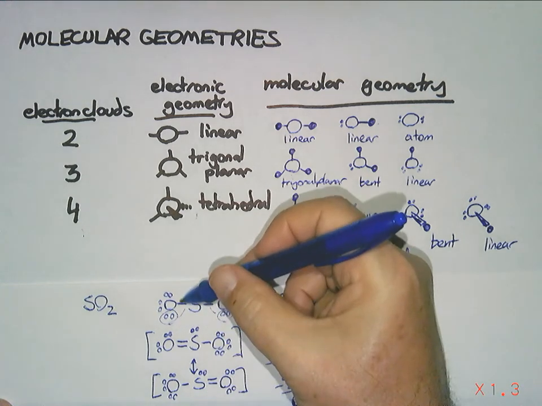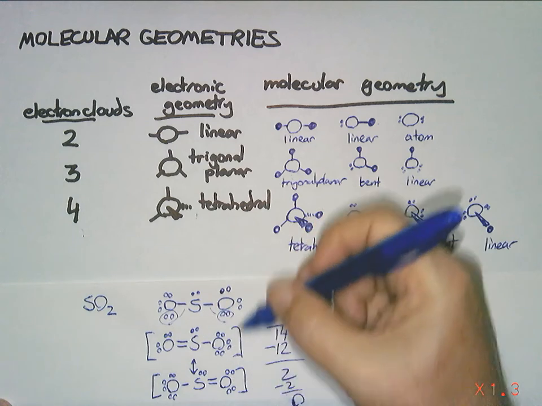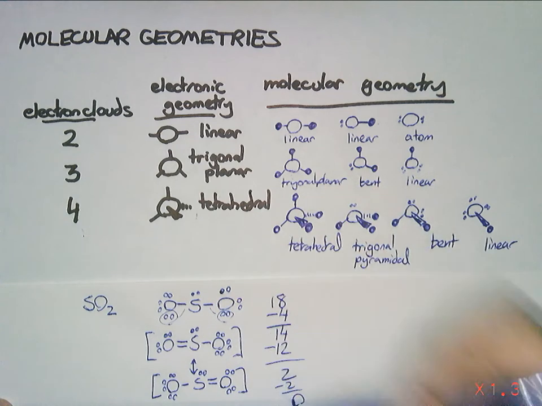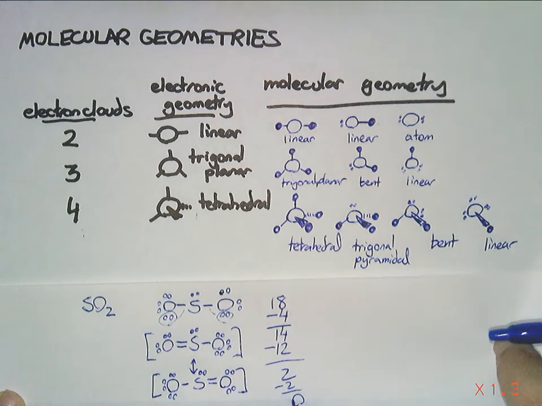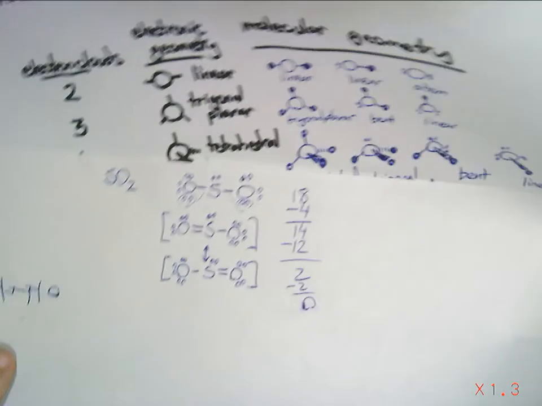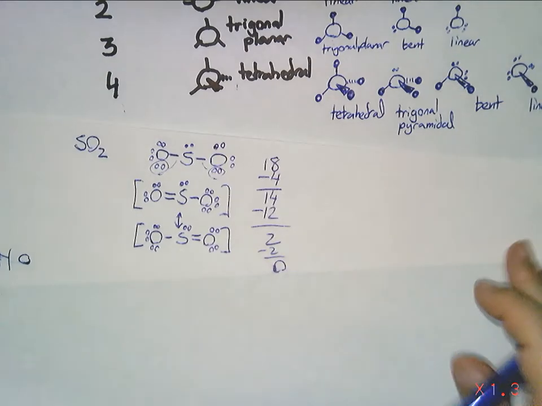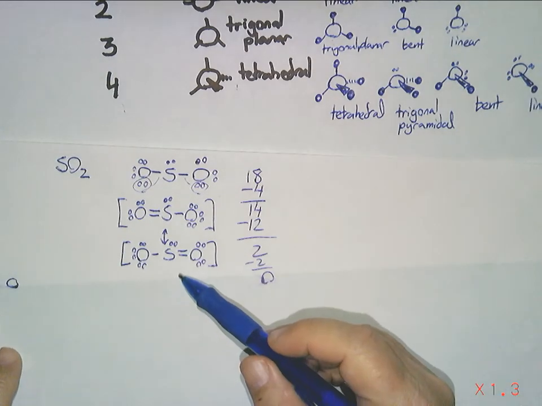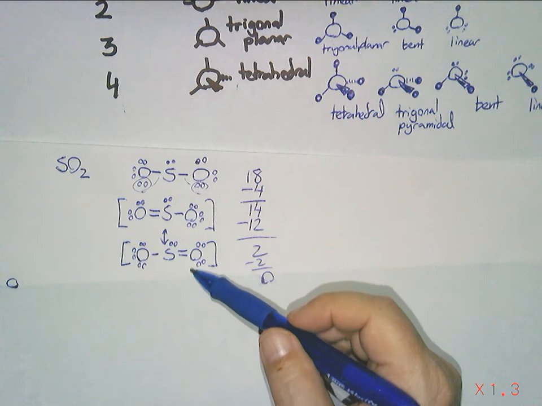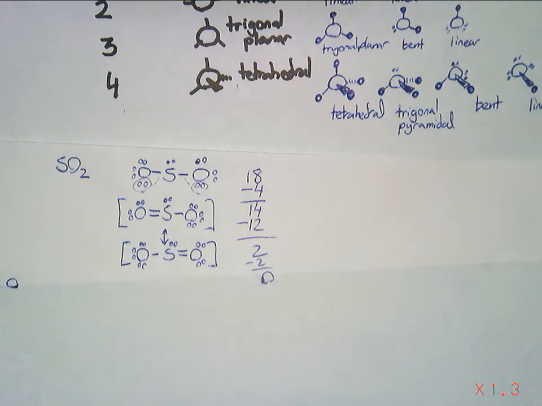So here I shared this lone pair, made it into a bond. Here I shared this lone pair, made it into a bond. And I get these 2 resonance structures. If I was a B student, I'd write that down as the answer. But I'm not a B student, I'm an A student. So I'm always going to check the formal charges before I go on. Let's do the formal charges on this.